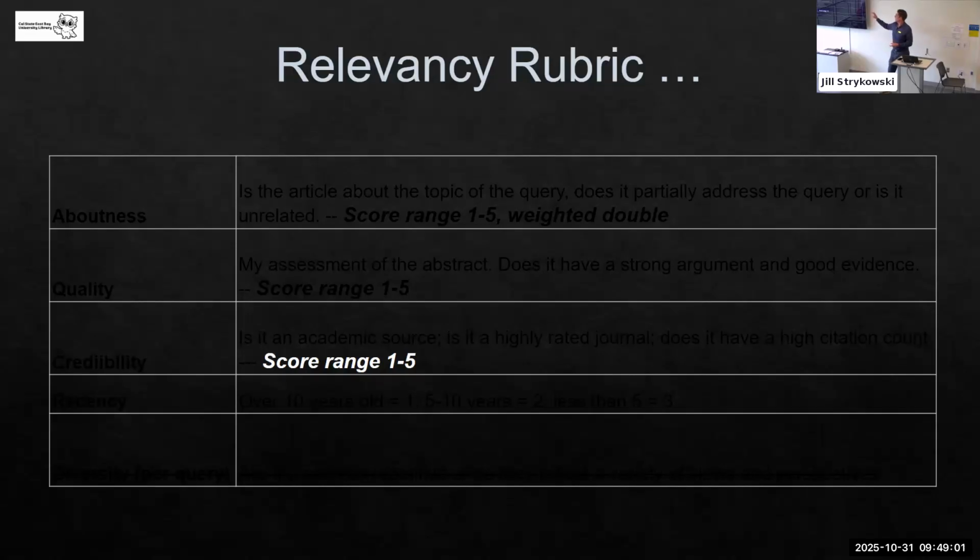It's been a long time since I've tried to figure out how to measure relevancy for something. So I came up with 4 different categories that I would use. The first is aboutness, right? Is the paper topically relevant to the search query? Second is quality: is it a good paper? And I did this all based on reading the abstracts.